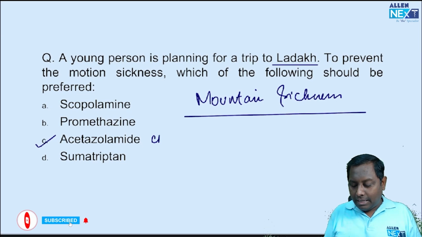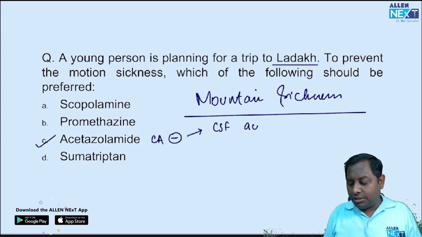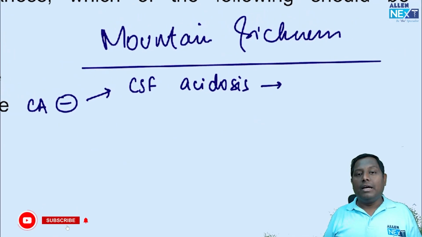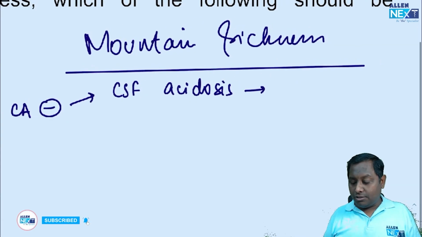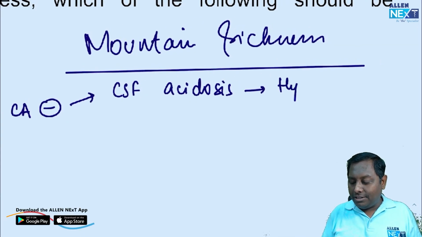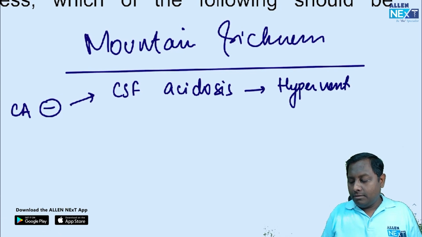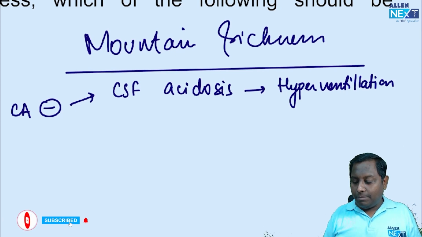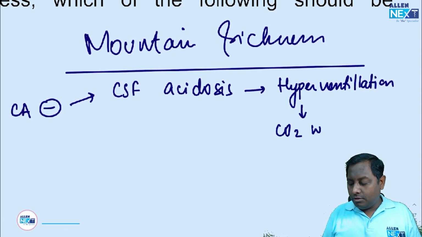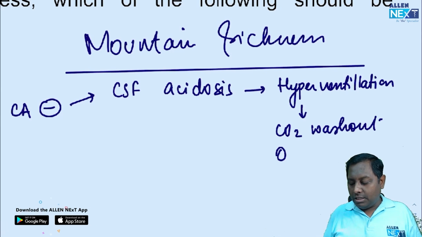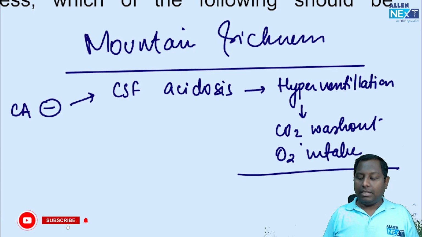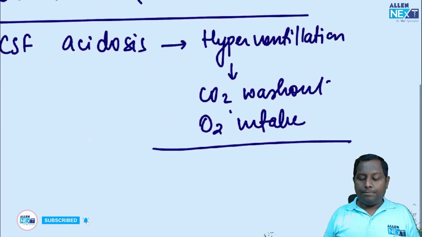Acetazolamide is a carbonic anhydrase inhibitor. This carbonic anhydrase inhibitor can also lead to CSF acidosis. Boys and girls, any CSF acidosis will cause hyperventilation, and because of that there will be CO2 washout and oxygen intake. So in mountain sickness, this is something that you can utilize. In mountain sickness you can use a carbonic anhydrase inhibitor.